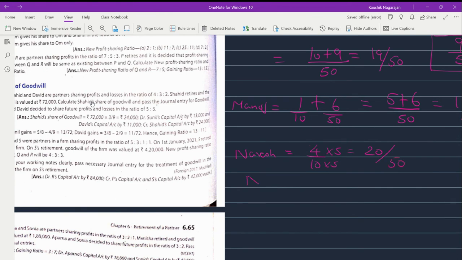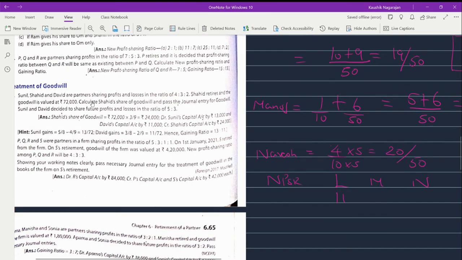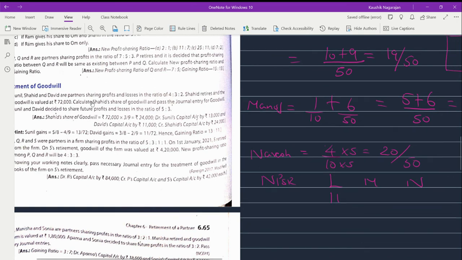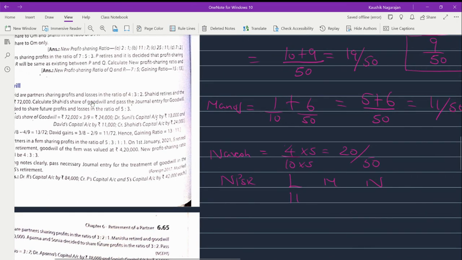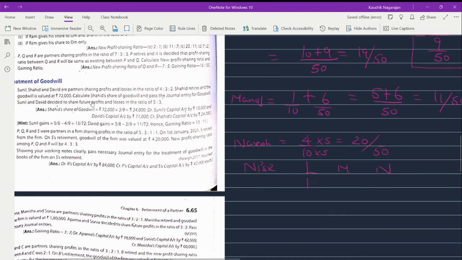So now the NPSR of the partners Lakshya, Manoj and Naresh will be, for Lakshya we got 11 by 50, that is 11, okay, and for Manoj we have got the value as, sorry, for Lakshya it is not 11, it is 19, I'm sorry. For Lakshya it is 19, for Manoj it is 11, and for Naresh it is 20. When you add all these three, it should be equal to 50. So just check your answer.